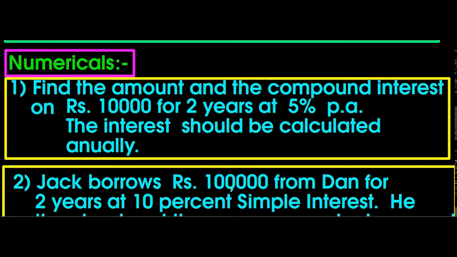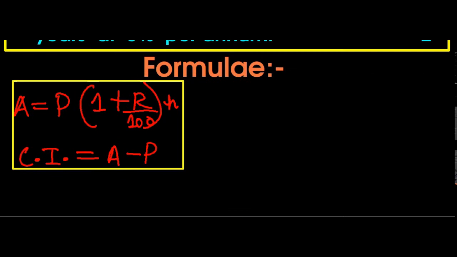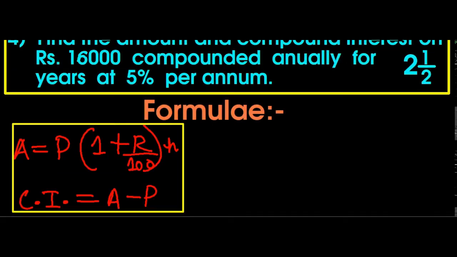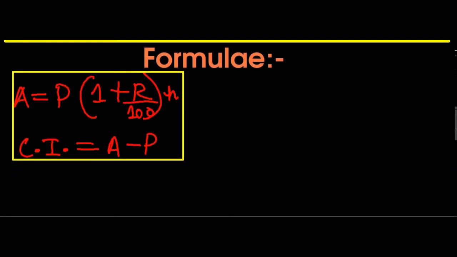Okay friends. So friends, the formula A is equal to P in bracket 1 plus R by 100 to the power n. And CI is equal to A minus P. So these are the two formulae we are going to use in our compound interest video. Okay friends, so let's start the numerical.